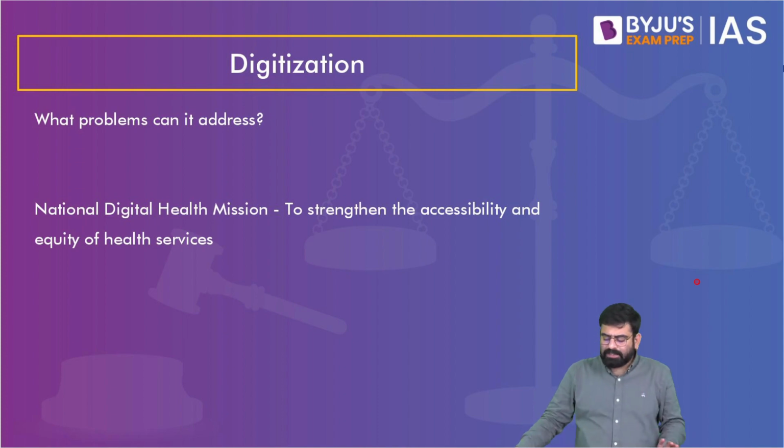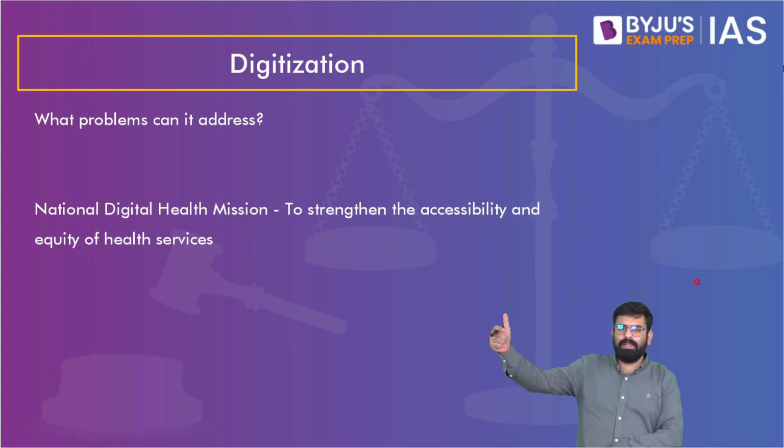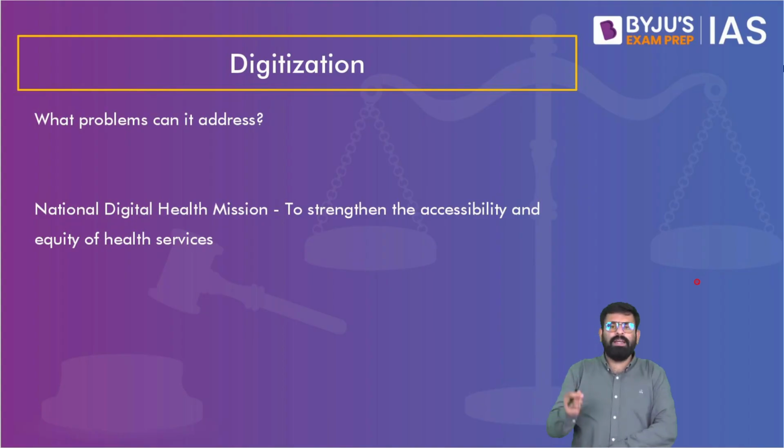Now remember this: if a question is asked from here, they can take up a specific dimension and ask how it would help in achieving universal health coverage, right? How would it help us to provide access to quality and affordable healthcare to people? And we are going to look into a similar question based on the same thing.